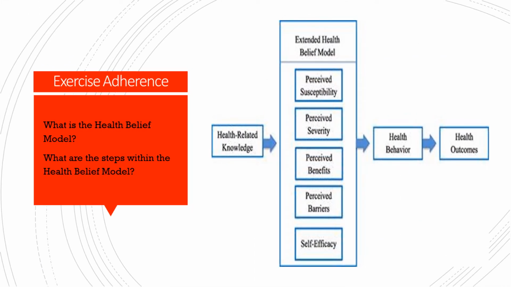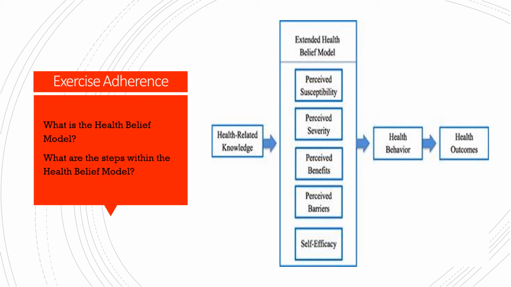And now here is the second and final model, which is called the health belief model. In this model, it will attempt to predict health behavior choices. There are 6 components to this health belief model, and they are perceived susceptibility, perceived severity, perceived benefits, perceived barriers, self-efficacy, and cues to action. So we'll go through them one by one.